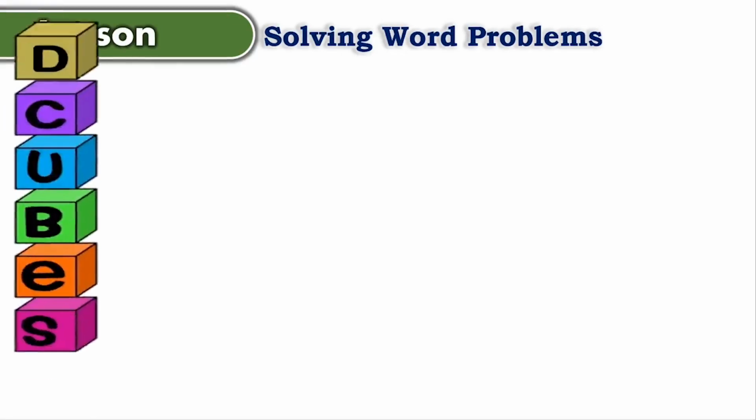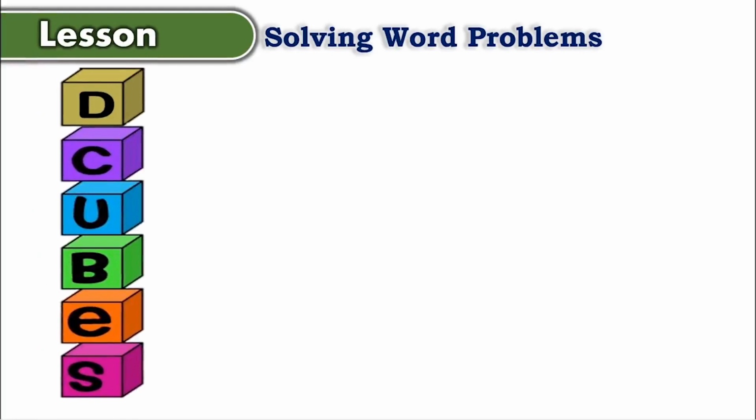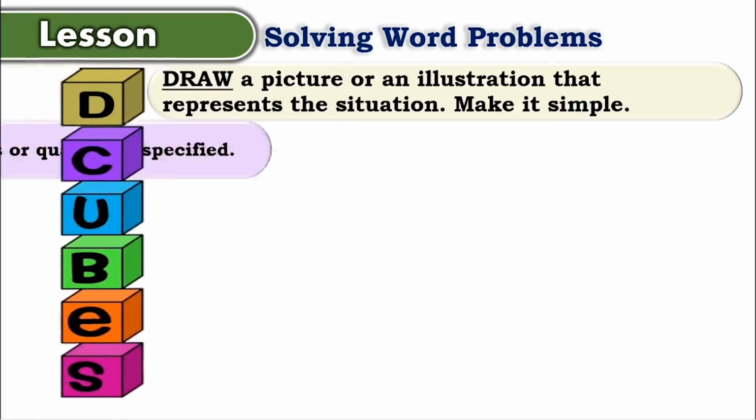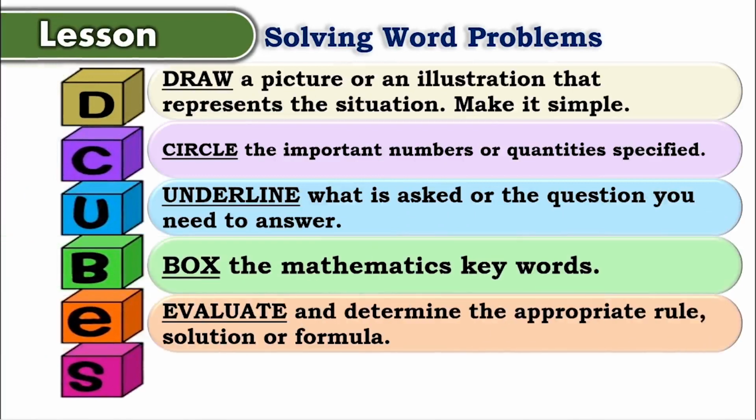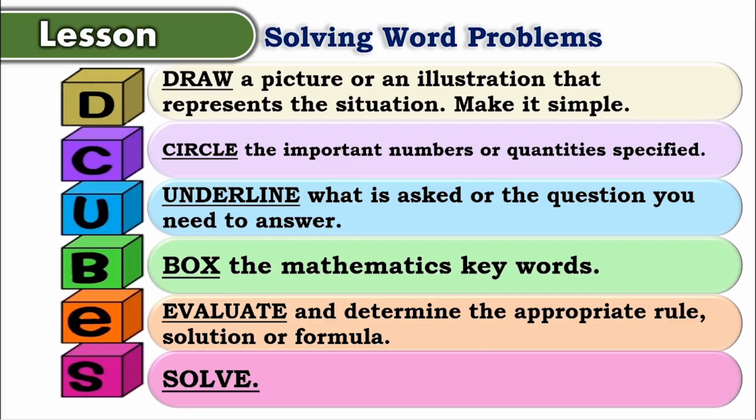using the DCubes process. DCubes is an acronym for draw, circle, underline, box, evaluate, and solve. For D, draw a picture or an illustration that represents the situation. Make the illustration simple. For C, circle the important numbers or quantities specified. You will use these details in labeling the illustration.